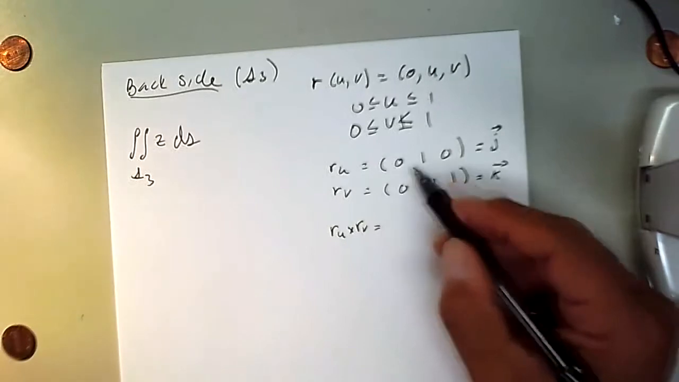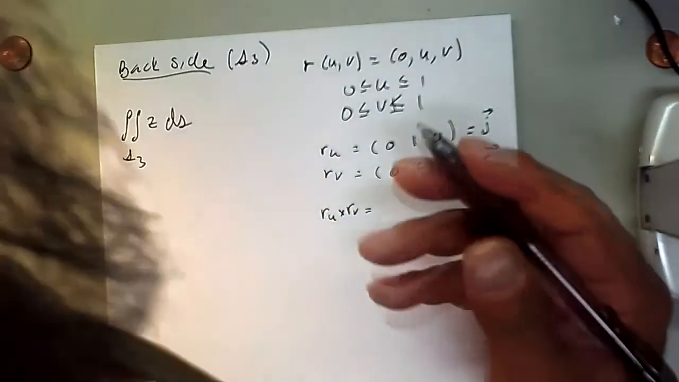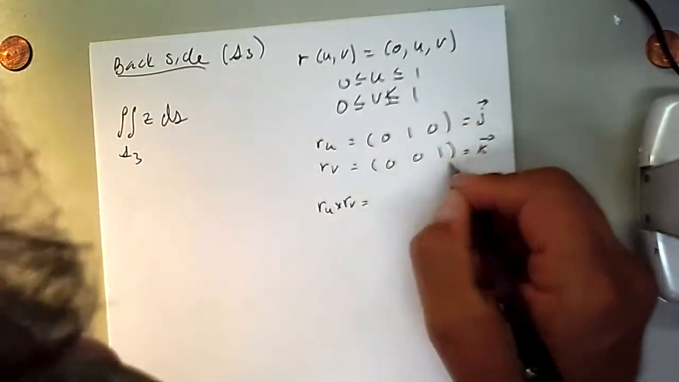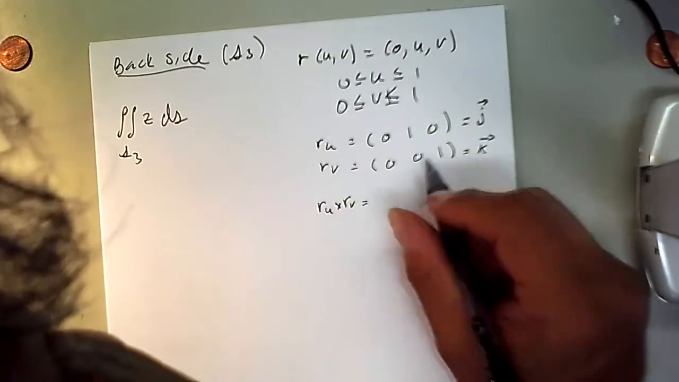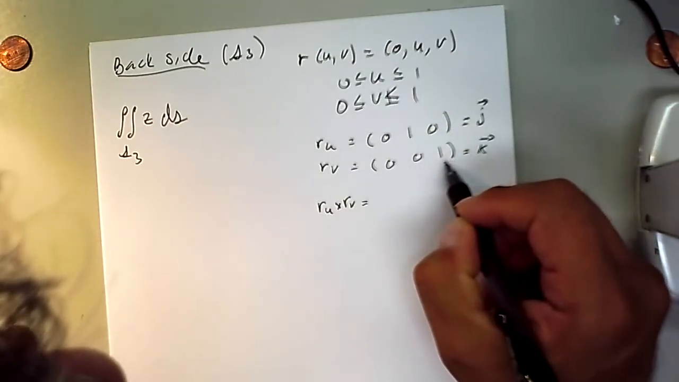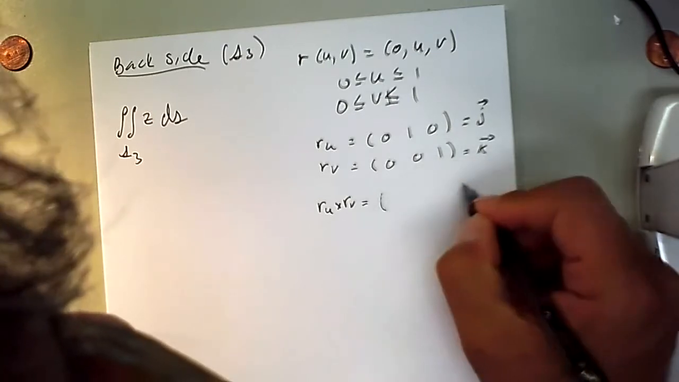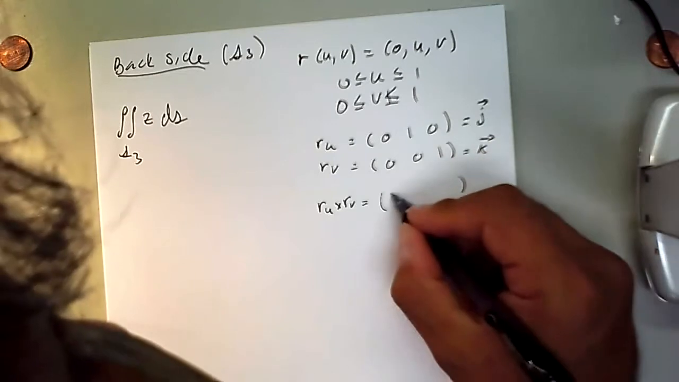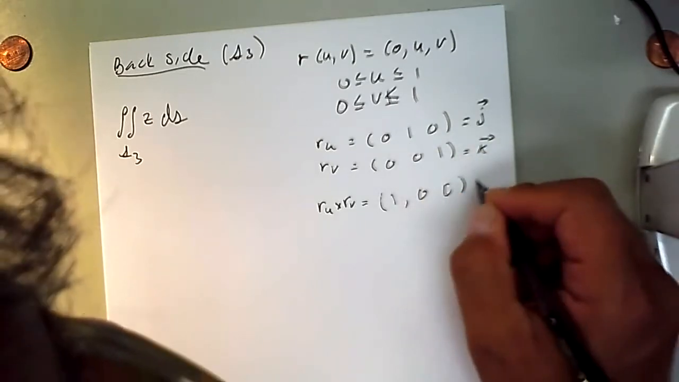I prefer to use coordinates over names, but that doesn't mean using names is wrong. It's just a preference. So you do know though, J crossed with K gives us, I think, (1, 0). Yeah, it does give us I.